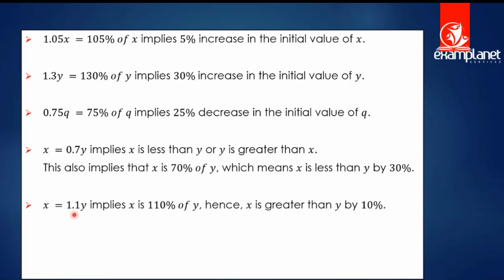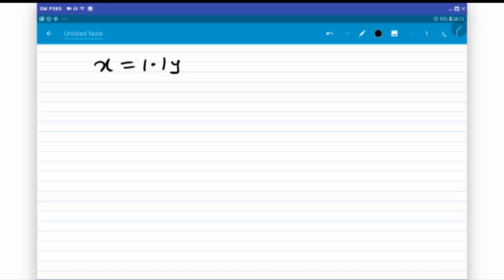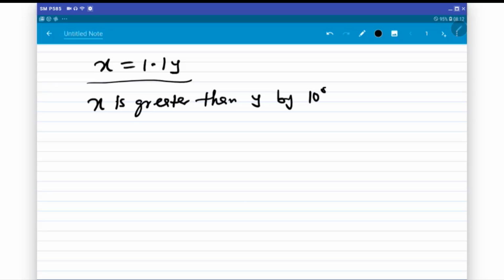So if you want to know by what percent y is less, that means you make y the subject of this equation. Let's check that out. We are having x is equal to 1.1y. So like we said, it means x is greater than y by 10%, because here x is 110% of y. So x is greater by 10%, the extra on the 100.